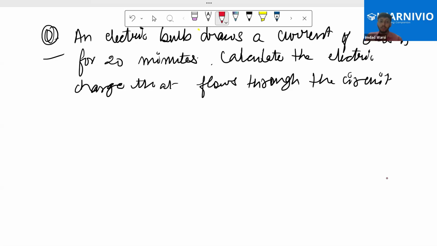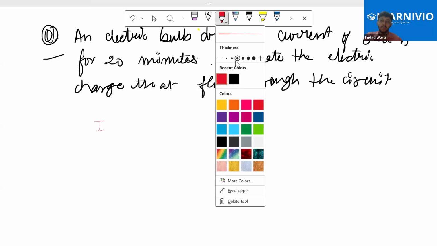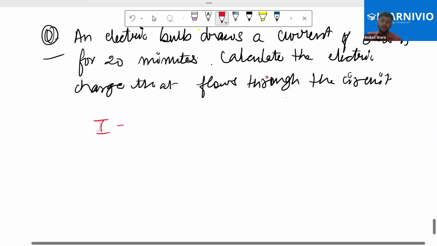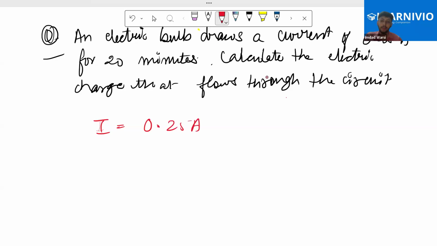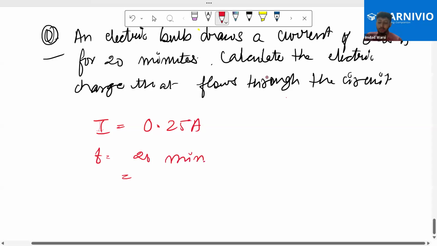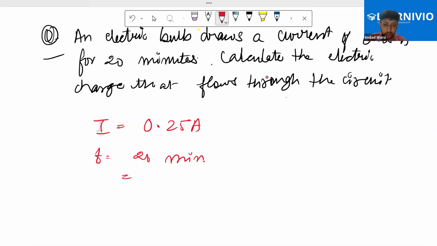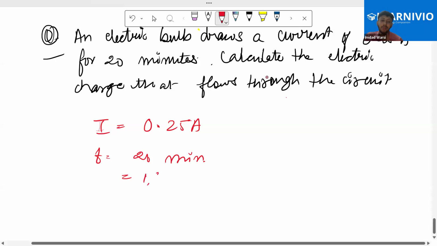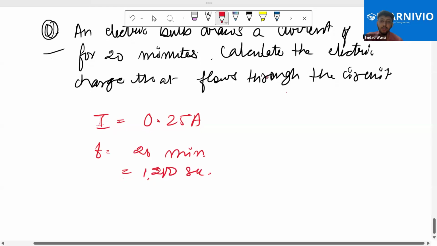Tell me what all is given in the question. I is equal to 0.25 ampere. So current is given to us. What else is given? Time is given, 20 minutes, which is 1200 seconds. Very good. So now can you find the charge that flows through it?